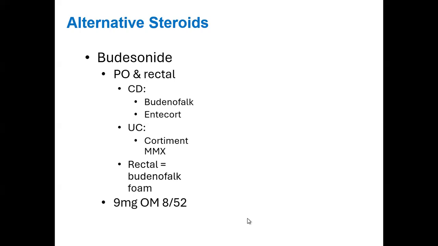Budesonide is effective for controlling the flare, but sometimes it's just not enough. So we normally give it 2 to 4 weeks, and if it's not worked, then we escalate it to the prednisolone. And again, we discuss that with the patient. The rectal Budenofalk foam, we can use that on top of using the budesonide or prednisolone orally.